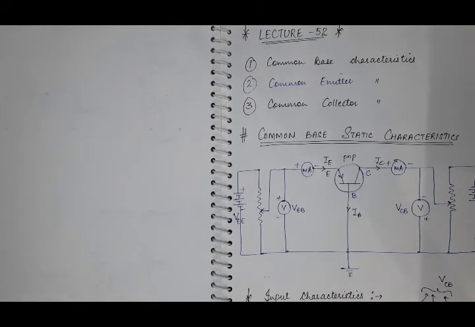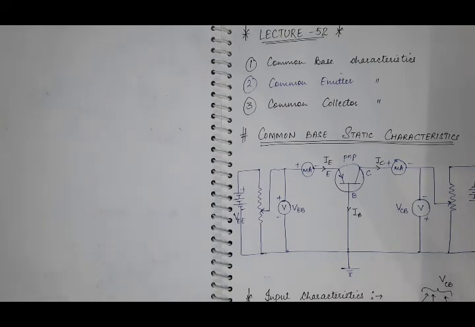And then next comes the biasing of the transistor. As I have already told you in the previous lectures, mostly transistor works in active region, and in active region the input junction is always forward biased and the output junction is always reverse biased.